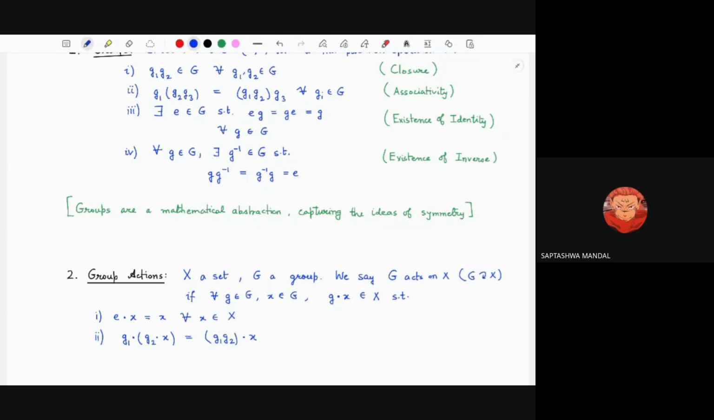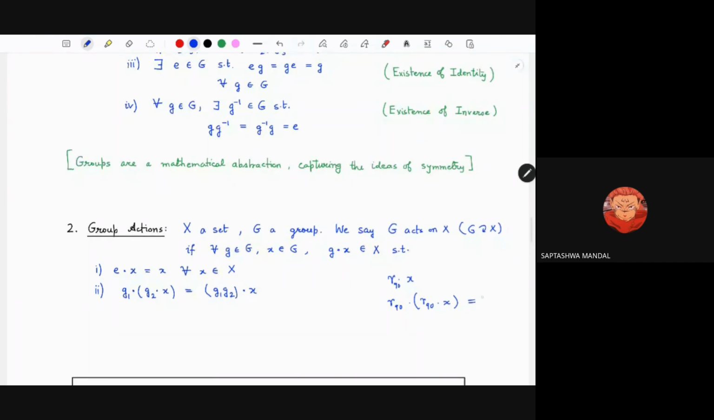We modeled groups as the avatars corresponding to symmetry, as idealizations of symmetry. In our case, let's say we had a rotation by 90 degrees acting on X, and applying it twice. If I apply rotation by 90 on rotation by 90 of X, that actually gives us a 180-degree rotation on X.